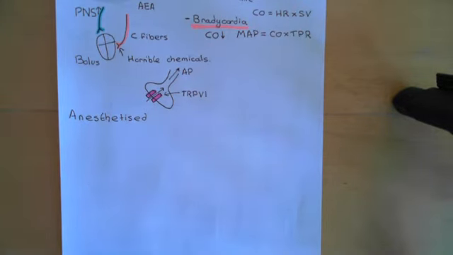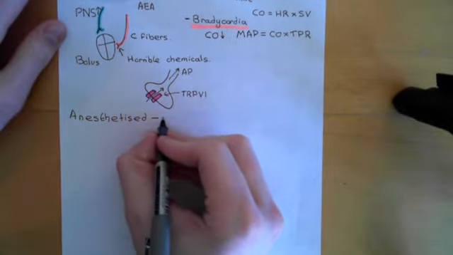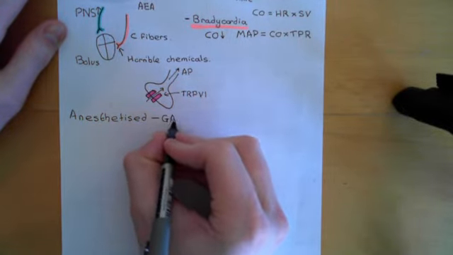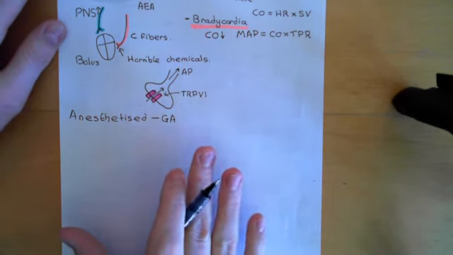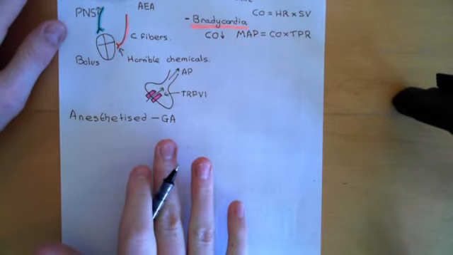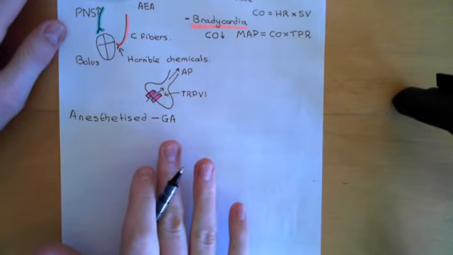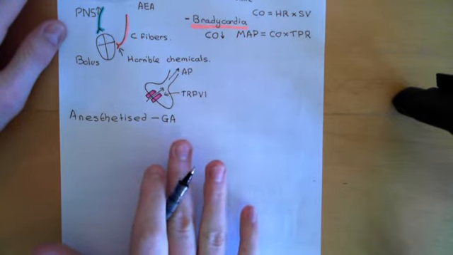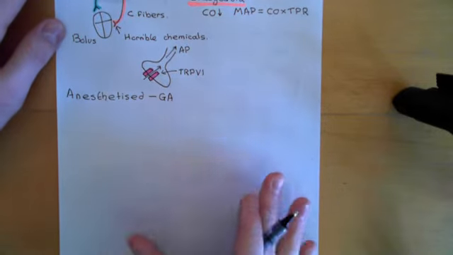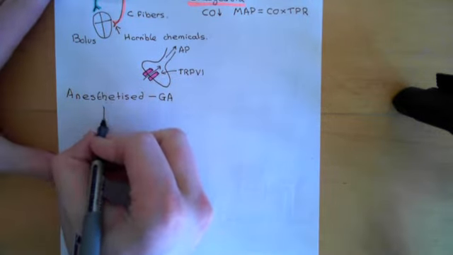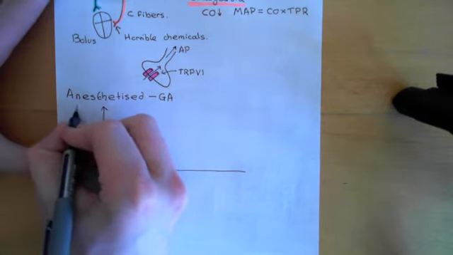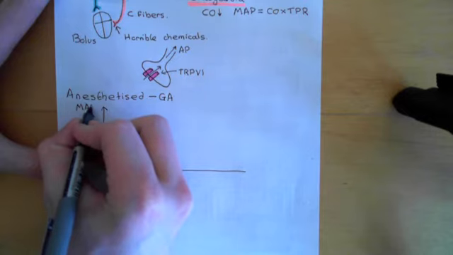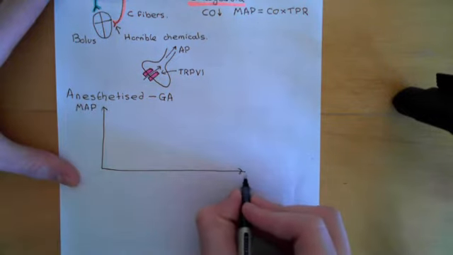If you do this experiment in an anaesthetized animal, which is one that has been injected, let's say, with a general anaesthetic, then the result that you get is very different, because the general anaesthetic blocks the rise in sympathetic tone that is generated centrally due to the systemic injection of the endocannabinoids. So now let's have a look at the graph that you get for mean arterial pressure if you inject a bolus of anandamide into the circulation.